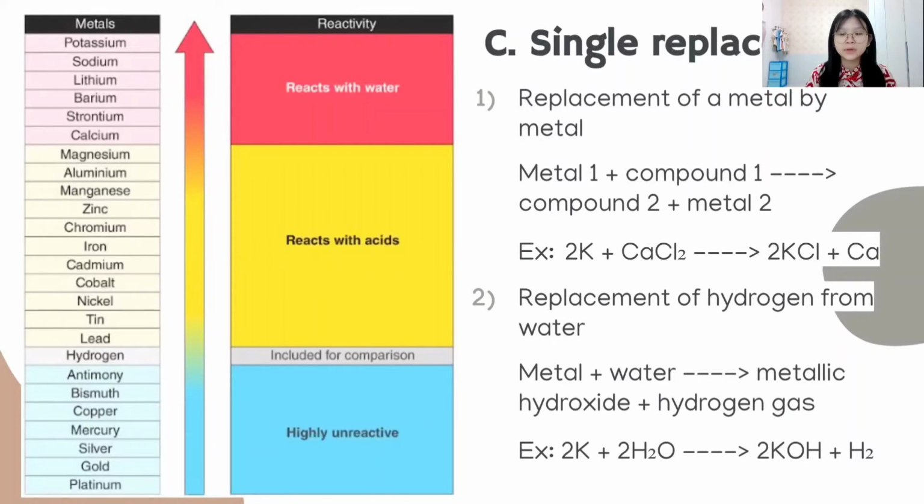Number 2, replacement of hydrogen from water, with the general equation: metal when reacts with water yields metallic hydroxide and hydrogen gas. The example is 2 moles of potassium when reacts with 2 moles of water yields 2 moles of potassium hydroxide and hydrogen gas.